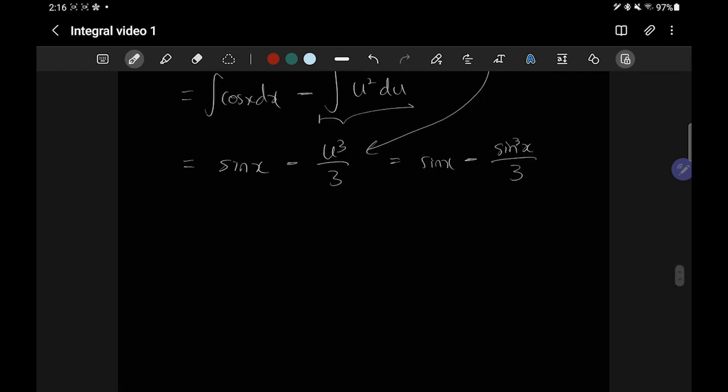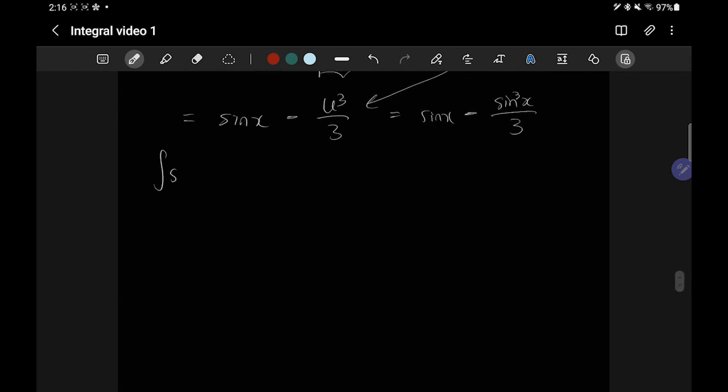Now let's try another example. We have the integral of sine to the 4th power of x dx. So now we want to decompose sine to the 4th x into sine squared x times sine squared x. So this function equals the integral of sine squared x times sine squared x dx, and this equals the integral of sine squared x, the entire thing squared, dx.